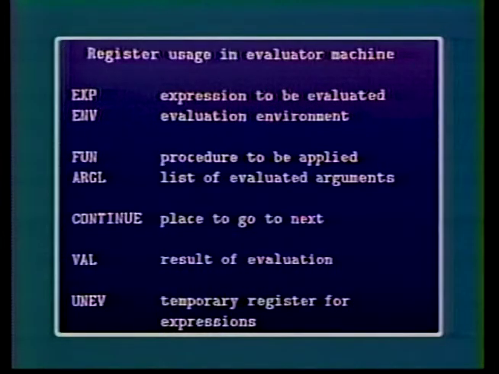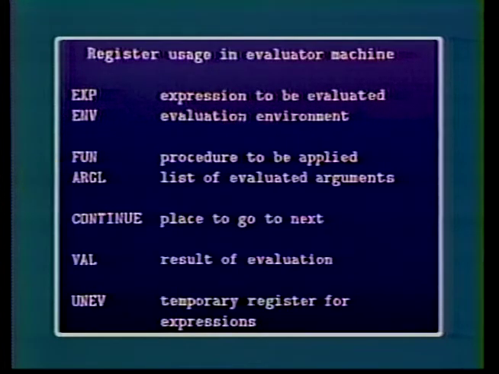There's a register called exp, and its job is to hold the expression to be evaluated. And by that I mean it's going to hold a pointer to some place in list structure memory that holds the expression to be evaluated. There's a register called env, which holds the environment in which this expression is to be evaluated. And again, I mean a pointer. The environment is some data structure. There's a register called fun, which will hold the procedure to be applied when you go to apply a procedure. A register called argl, which holds the list of evaluated arguments.